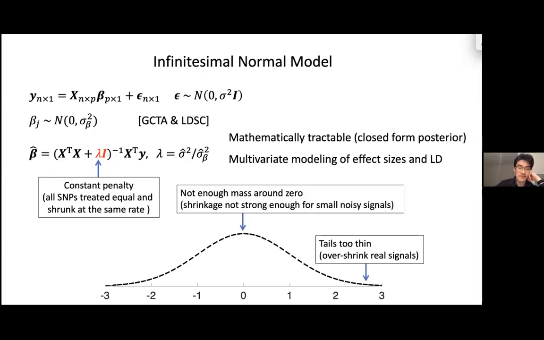An alternative way to look at this problem is to take a look at the shape of the prior distribution, which is normal. This non-adaptive nature of the prior is equivalent to saying that for the normal distribution, when used as a prior, there isn't enough mass around zero to impose strong enough shrinkage on noisy signals. And because the normal distribution has exponentially decayed tails, these tails are too thin, meaning that a priori, we believe there's very low probability of large effect sizes. So we don't have a prior that can accommodate those large effect sizes, which often leads to overshrinkage of real signals. That's why the Bayesian ridge regression, or the infinitesimal normal prior, is not very adaptive to different genetic architectures and usually only works well for highly polygenic traits.